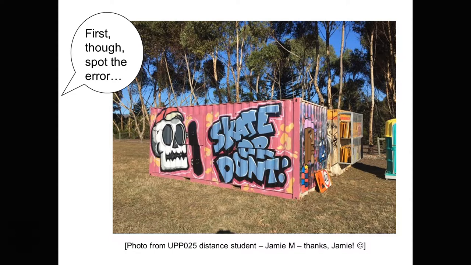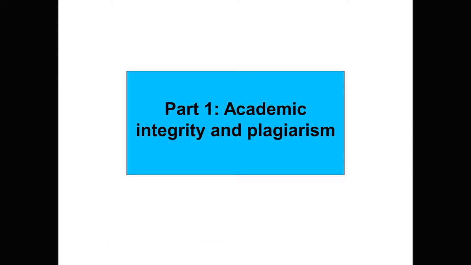Okay, first though, this is just a quick activity to spot the error. Okay, so I've given you a little bit of time to look at that. Basically this is to indicate that there's an apostrophe missing in the don't. So let's move on to part 1, academic integrity and plagiarism.